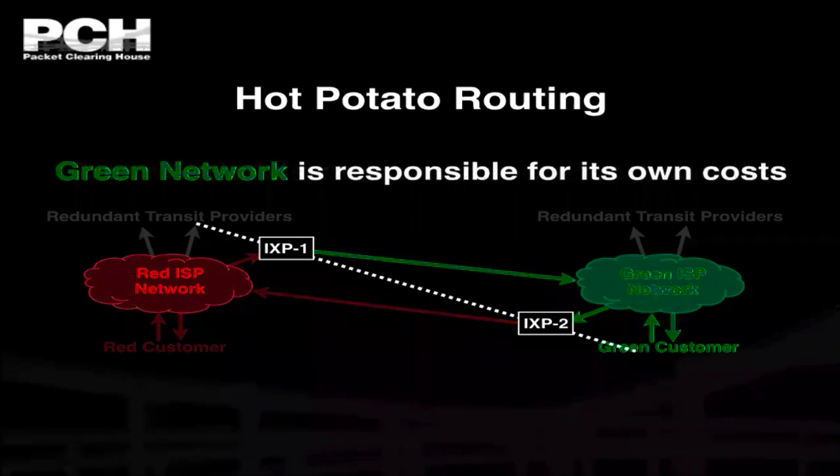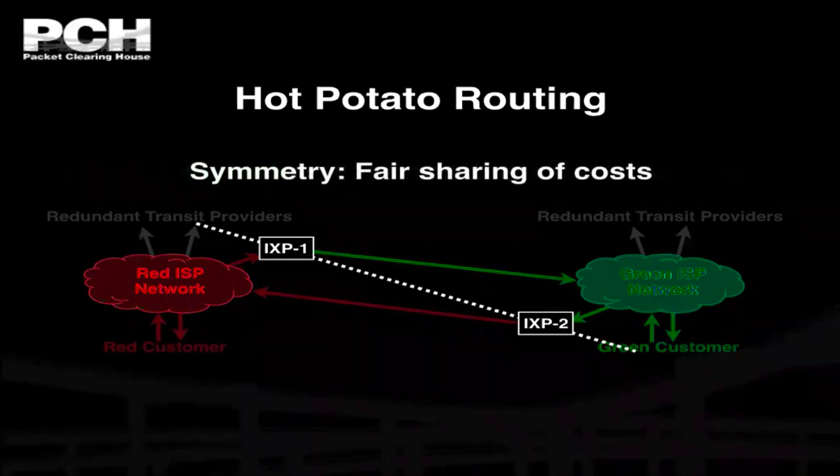The green network does exactly the same thing. They receive revenue, and they invest that revenue in a way that makes sense for them. The green network has its money and costs. The red network has its own money and costs. But what we end up with at the end of the day is a symmetry. There's a fair sharing of costs that goes between the networks that interconnect.